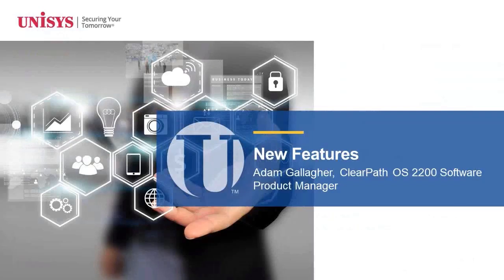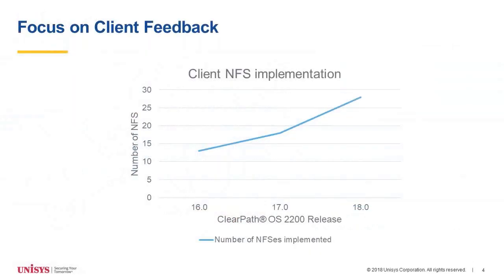Selecting which new features get delivered in a software release of this magnitude can be a tricky process. For ClearPath OS 2200, the ever-changing business challenges of our clients are always on our minds. Release 18 is the latest in a trend of the past couple releases, placing a renewed focus on delivering client feature suggestions. Nearly 30 new feature suggestions coming directly from our clients were delivered with this release, while many other innovations were the direct result of listening to and having conversations with our clients. This is a trend we hope to continue in subsequent releases.